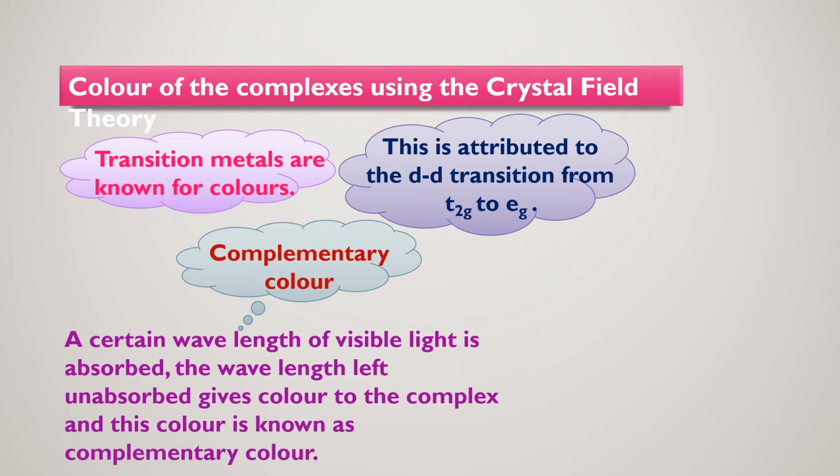A certain wavelength of visible light is absorbed. The wavelength left unabsorbed gives the color to the complex, and this color is known as the complementary color. I have already explained this with an example in d and f block elements. You can refer there. See now the example; the same example I explained in d and f block elements.